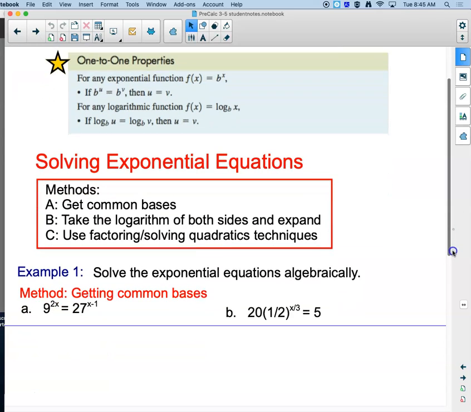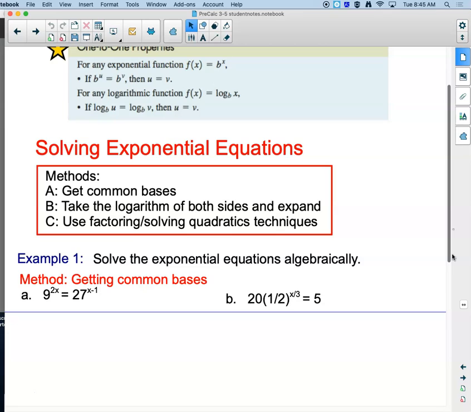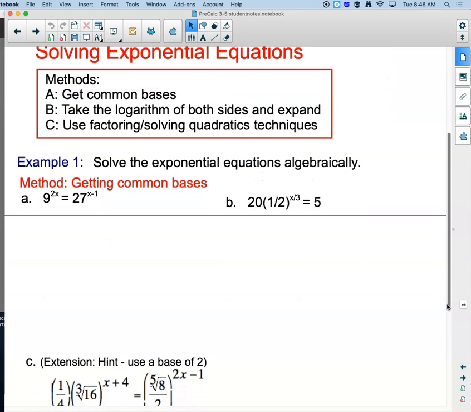So we have a lot of methods that we can use to solve exponential equations. And the first one is get common bases. And that's the one I want to go over with you with just two little problems here before we stop for the day. Solve the exponential equations algebraically. And the method is getting common bases. So 9 and 27 are my bases right now. And those are not the same. They're not common. So I have to think of a smaller base that I could use for 9 and 27, and that would be 3.